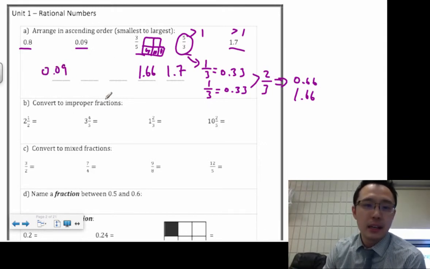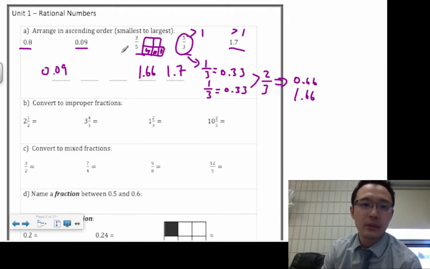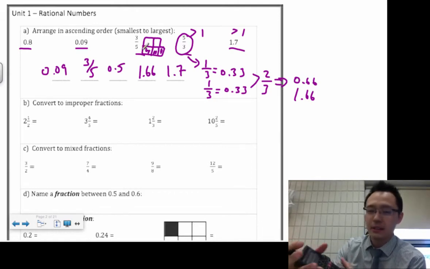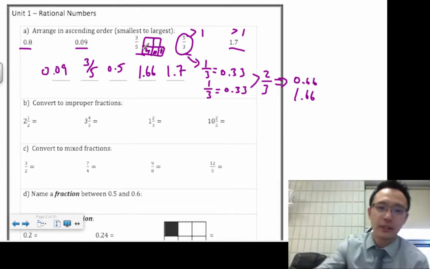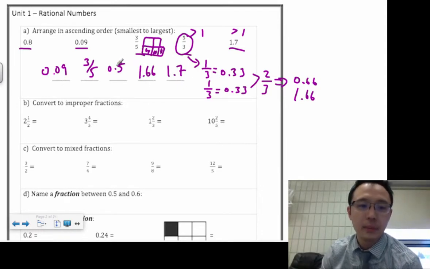And then the next one is 3 out of 5. Another way you can do this is to just use your calculator. But I know that 3 out of 5 is smaller than 0.8. If you punch it in your calculator, 3 divided by 5 is 0.6. So that's smaller. Whoa, 0.6 is smaller than 0.8. Why did I put 0.5 there?